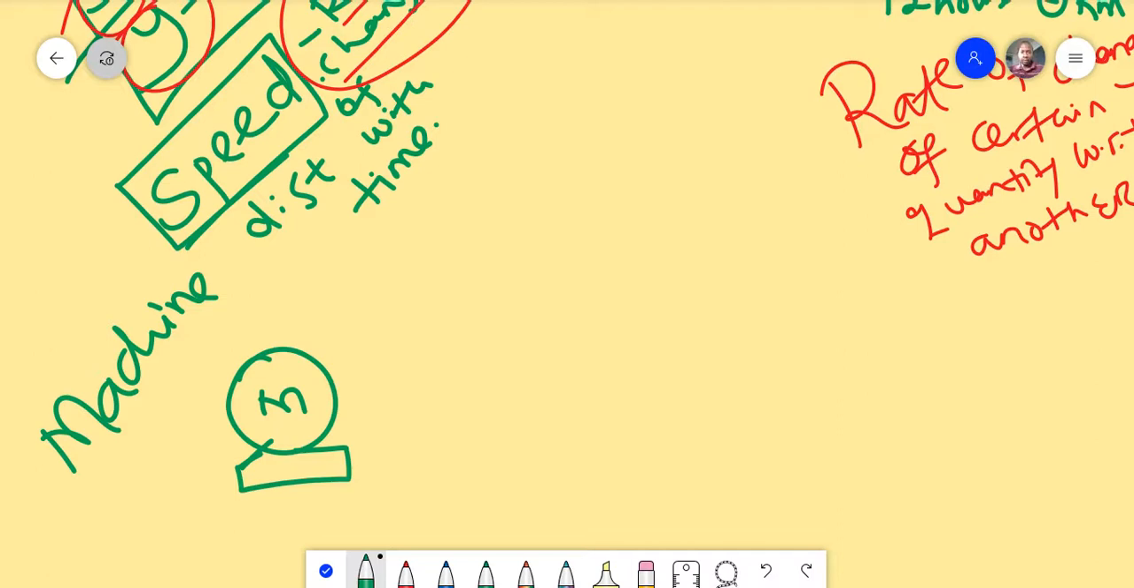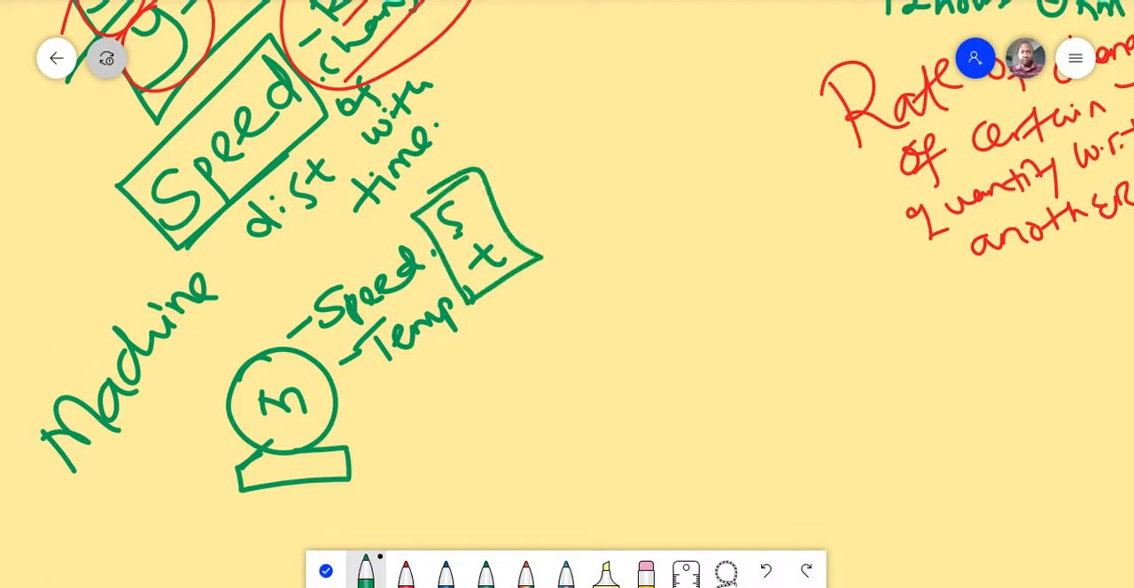The first thing that could change with respect to time for this machine is the speed, so I'll just say speed and denote it with S. The other quantity that can change with respect to time is the heat or the temperature of this motor as it rotates, so you can have temperature, and I'll denote T. Another thing can change too, but let's just have this one. So this is an example of a multivariable differential equation.